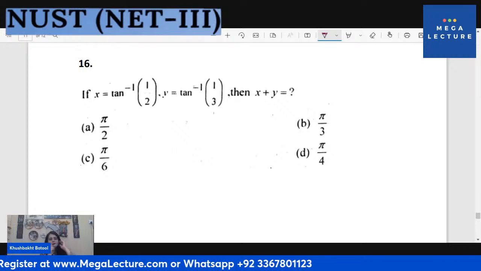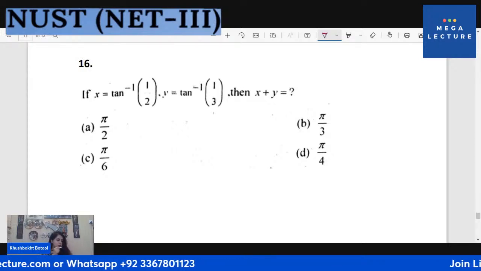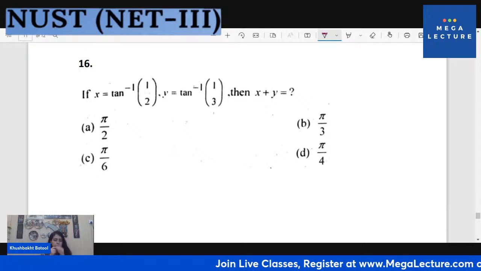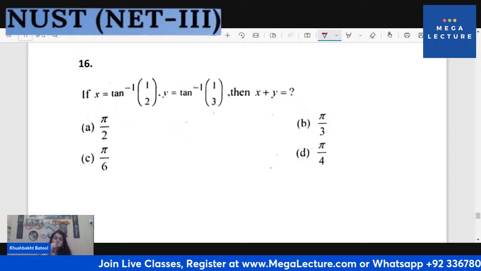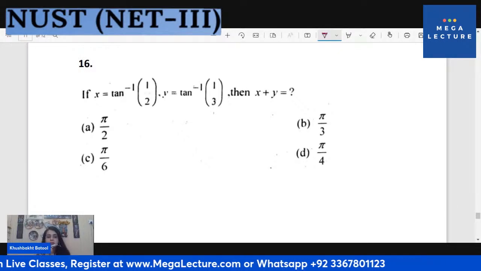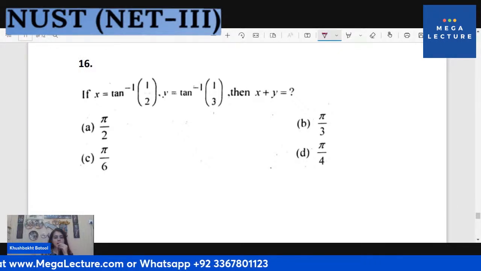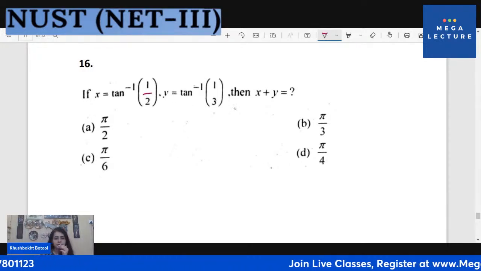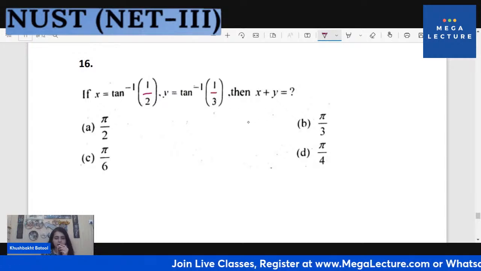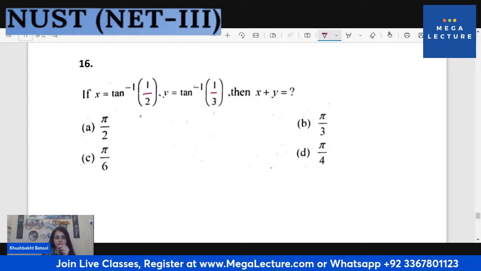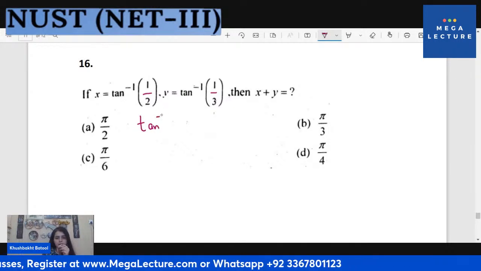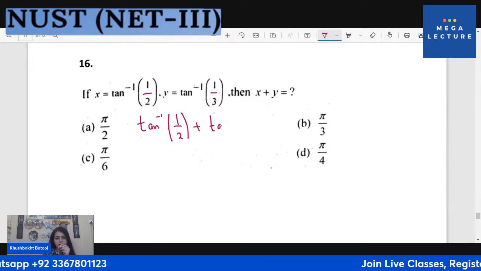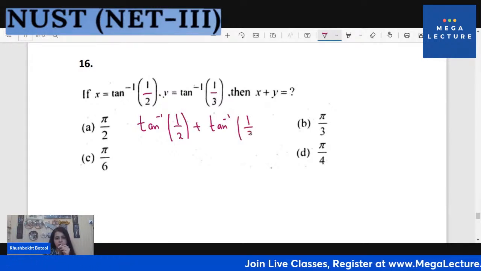Okay. Now, this is an interesting question, and here we will be talking about a few identities which I did not include in the overview because then it becomes a lot for the students. The question says if x is tan inverse 1 by 2 and if y is tan inverse 1 by 3, then what is x plus y? So, technically, you need to find tan inverse 1 by 2 plus tan inverse 1 by 3.